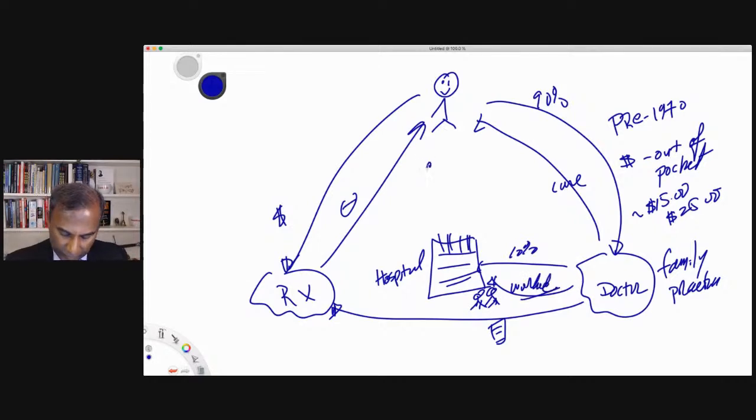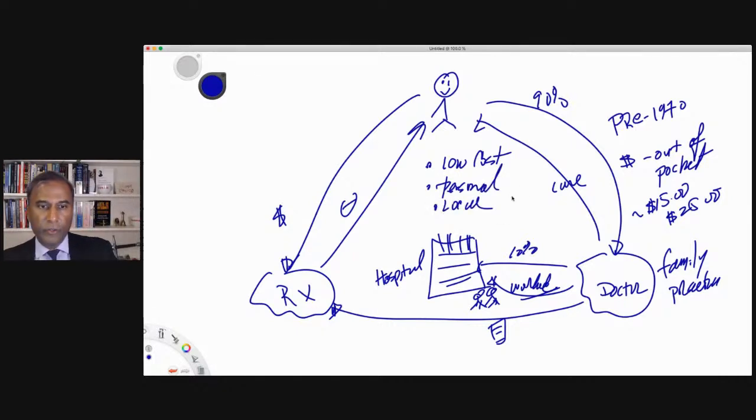So first of all, it was low cost. It was very personal. And it was local. Okay? Those are the three attributes of the system. Very, very simple model here, all right? So I hope everyone can see that.